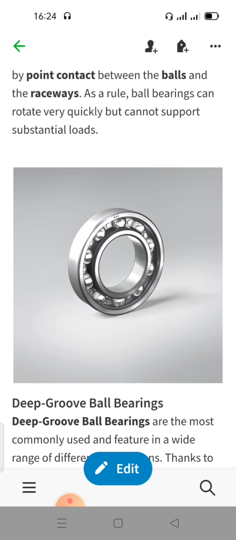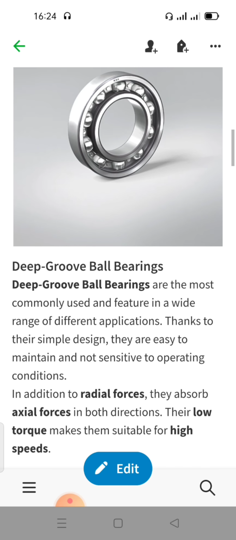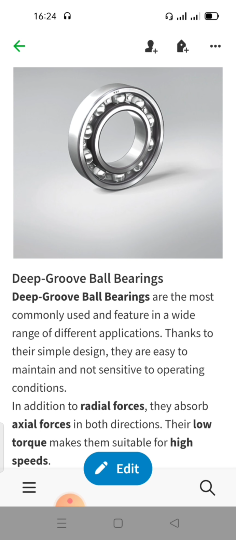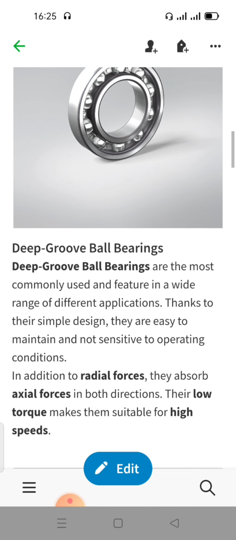Now we are going to study different types of ball bearing. First comes the deep groove ball bearing. You can see this picture. This is the deep groove ball bearing. Deep groove ball bearings are the most commonly used and feature in a wide range of different applications. Thanks to their simple design, they are easy to maintain and not sensitive to operating conditions. In addition to radial forces, they absorb axial forces in both directions. Their low torque makes them suitable for high speed.